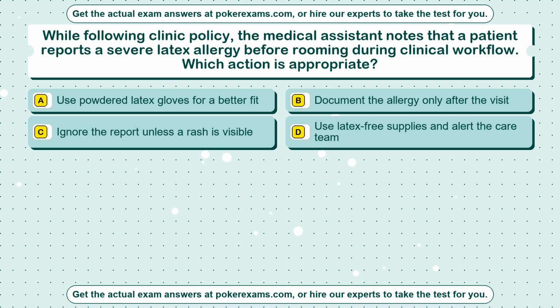Question 97. While following clinic policy, the medical assistant notes that a patient reports a severe latex allergy before rooming during clinical workflow. Which action is appropriate? Option A, use powdered latex gloves for a better fit. Option B, document the allergy only after the visit. Option C, ignore the report unless a rash is visible. Option D, use latex-free supplies and alert the care team.